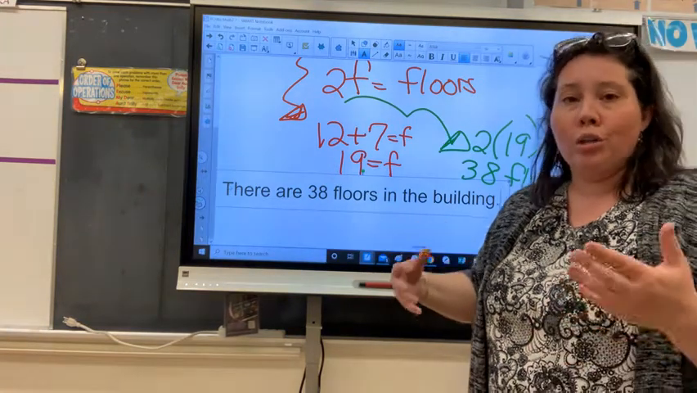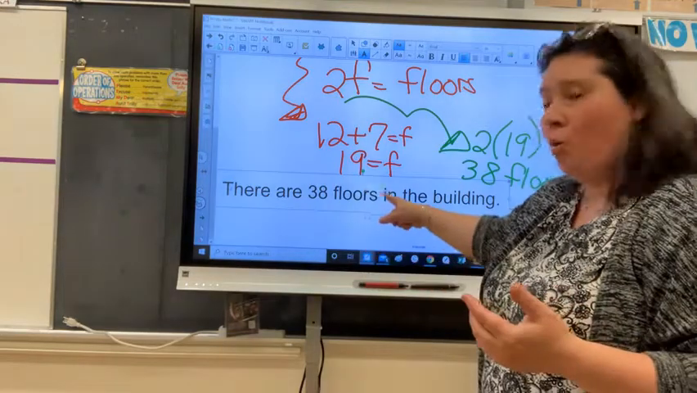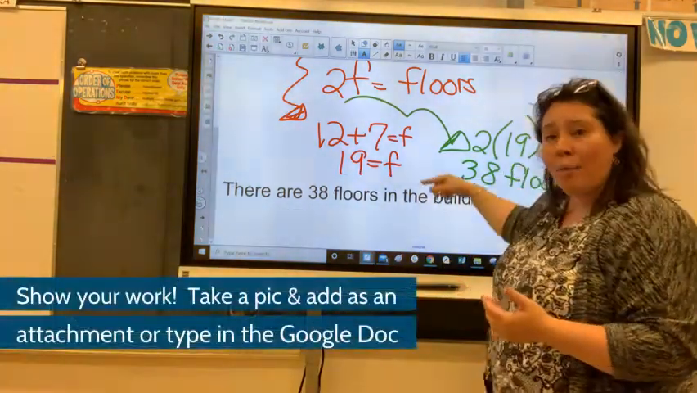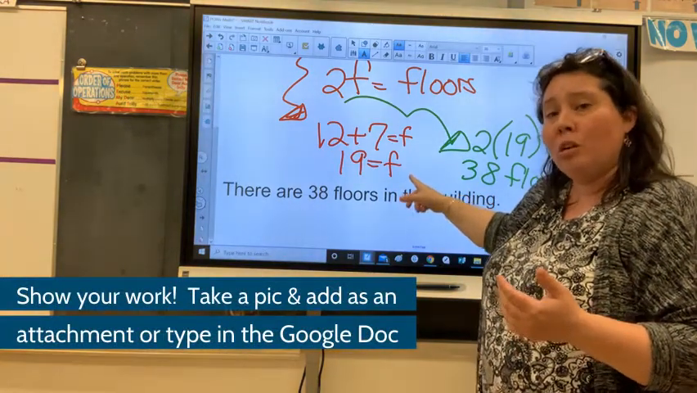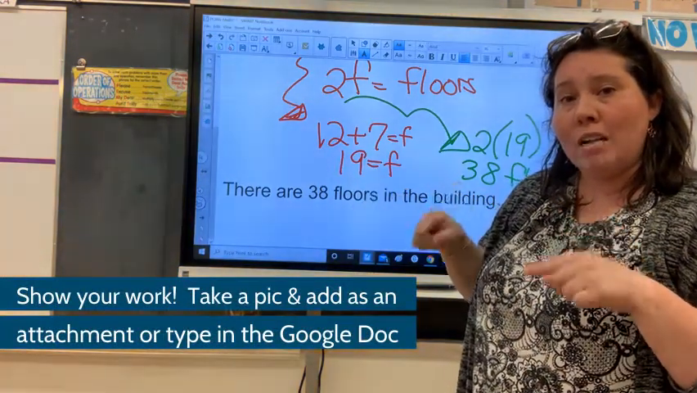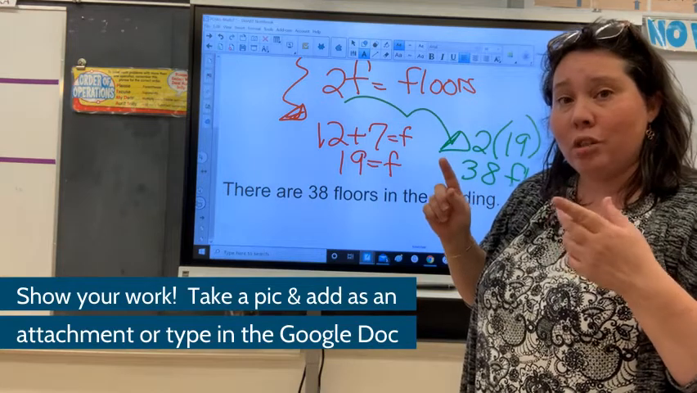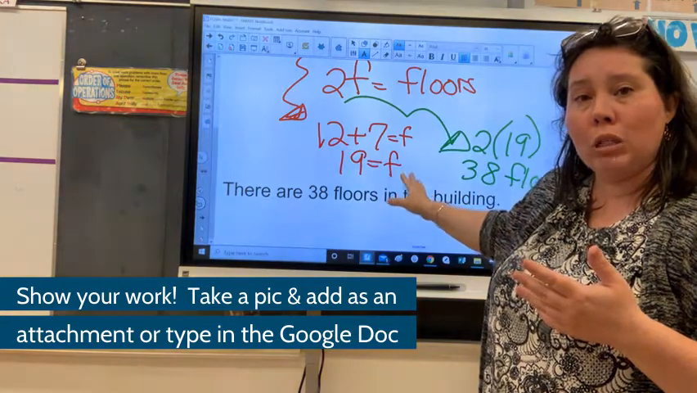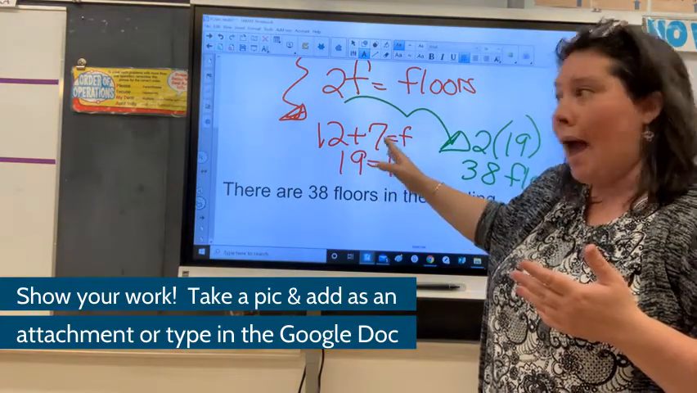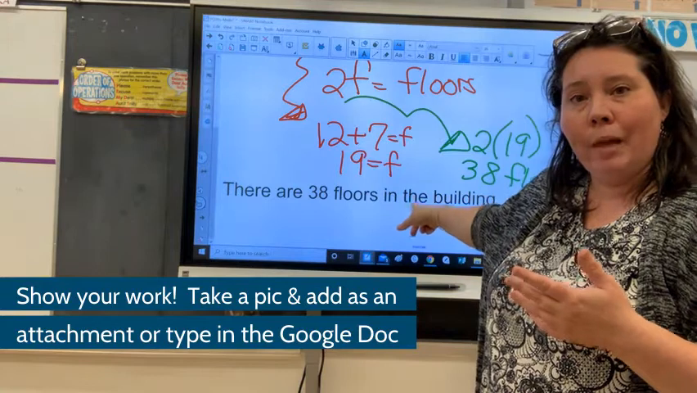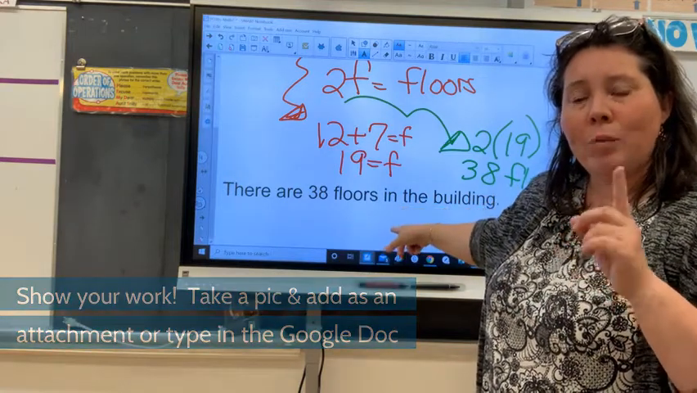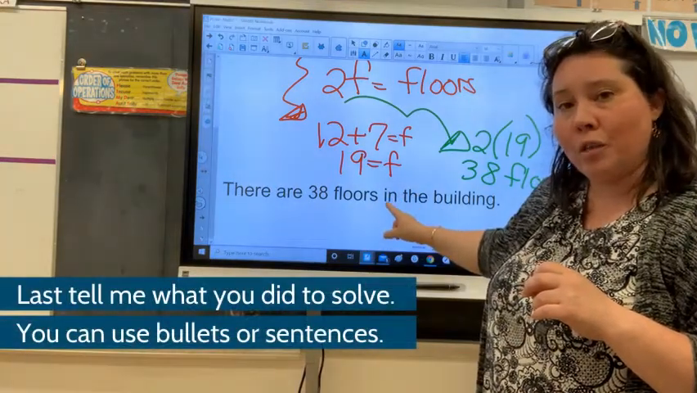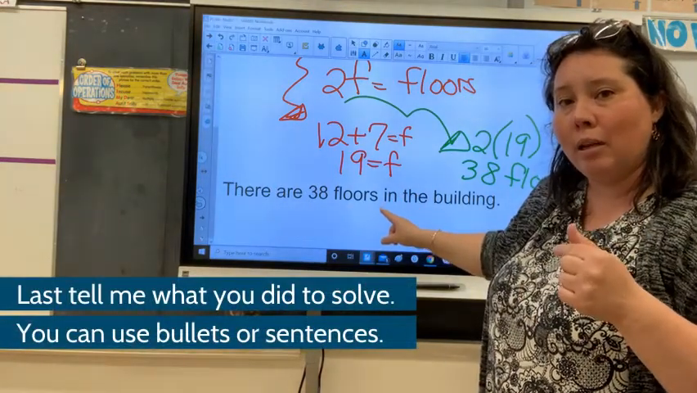So when you're turning in your POW, you're going to want a full sentence. You're going to want to include the work that we just did. You can do it on a piece of paper, take a picture of it and upload it, attach it to the assignment, or you can type it in the Google document, and underneath you can put the answer. The last thing we have to do is explain what we did to get our 38 floor answer. So I'm going to go back and type a little bit more.